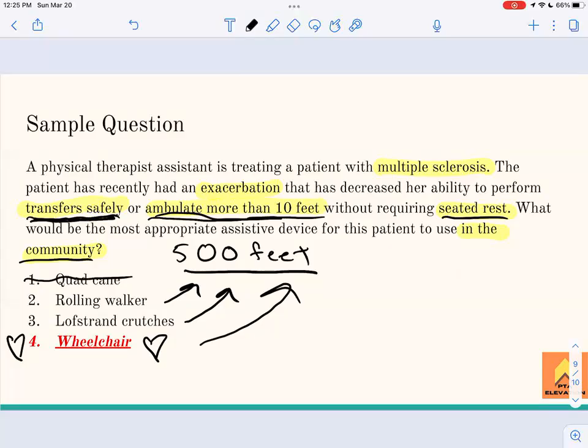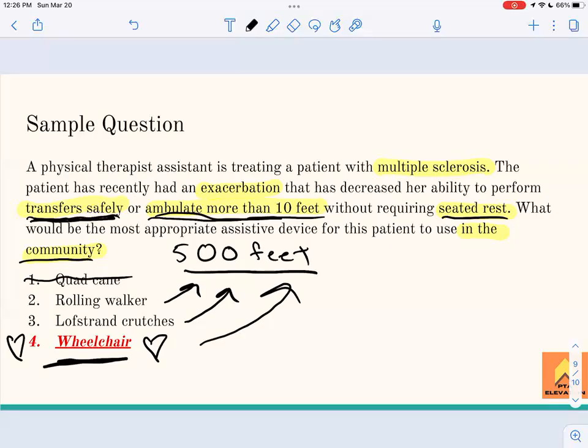So that's why the most appropriate answer for this is going to be the wheelchair, because she's able to get around and be as independent as possible. She's not going to have any more exacerbations. She's not going to be exhausted. She's not going to overexert herself. She has something to sit on. She's going to be able to get to where she needs to go. She's going to be able to go 500 feet using the wheelchair. So even though maybe she had been in the clinic a week before walking around with a quad cane, we want to make sure this patient is able to be as independent as possible in the community.